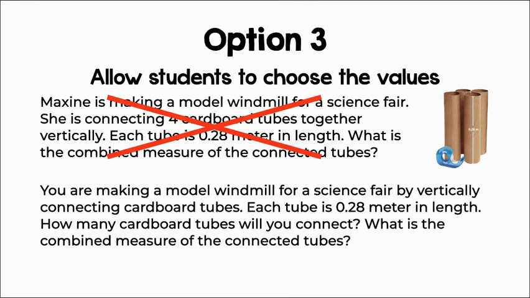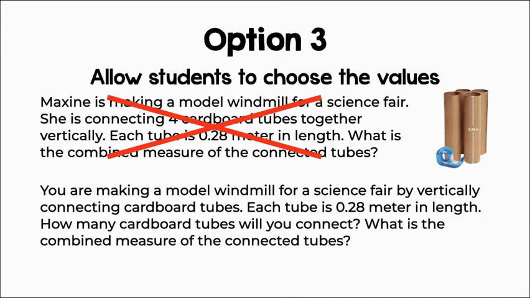You are making a model windmill for a science fair by vertically connecting cardboard tubes. Each tube is 28/100ths of a meter in length. How many cardboard tubes will you connect? What is the combined measure of the connected tubes?